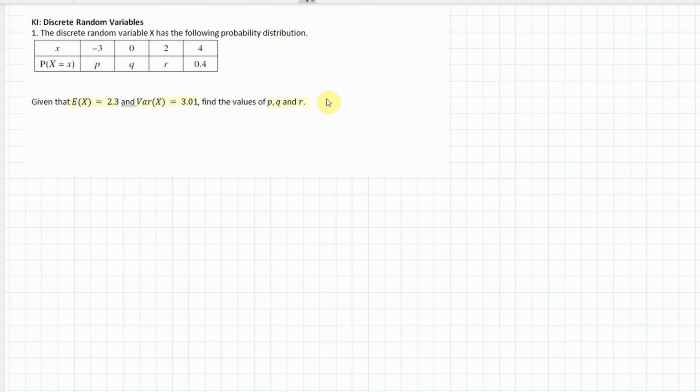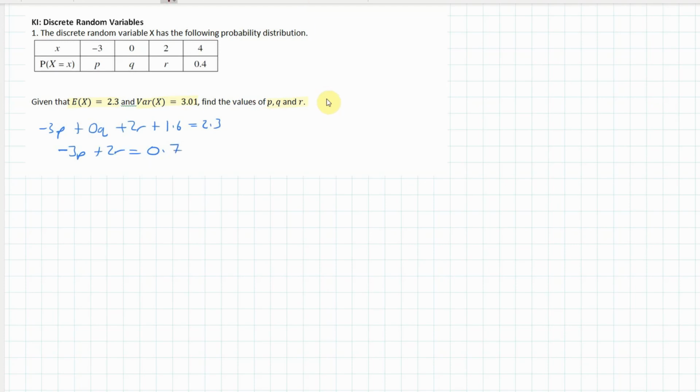So for E(X), remember E(X) is equal to each of the values of X multiplied by its probability. So -3p plus 0q, which of course is just going to be 0, plus 2r plus 4 times 0.4, which is 1.6, equals 2.3. And we can simplify this to -3p plus 2r equals 0.7.